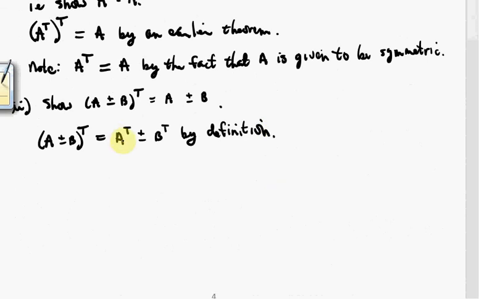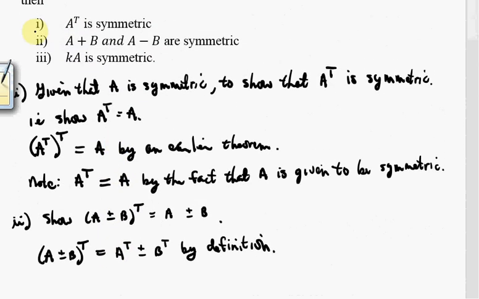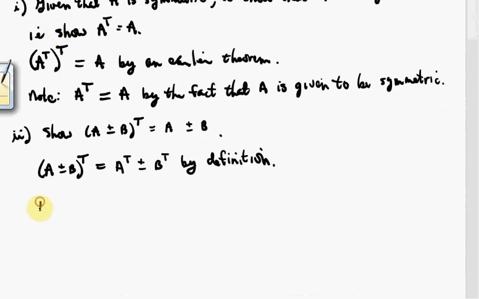And here, since A is said to be symmetric, or A transpose is also symmetric, even by the previous consequence, that's what we're starting off with. This is A transpose plus or minus B transpose. But A transpose is equal to A, and B transpose is equal to B, and you're done.